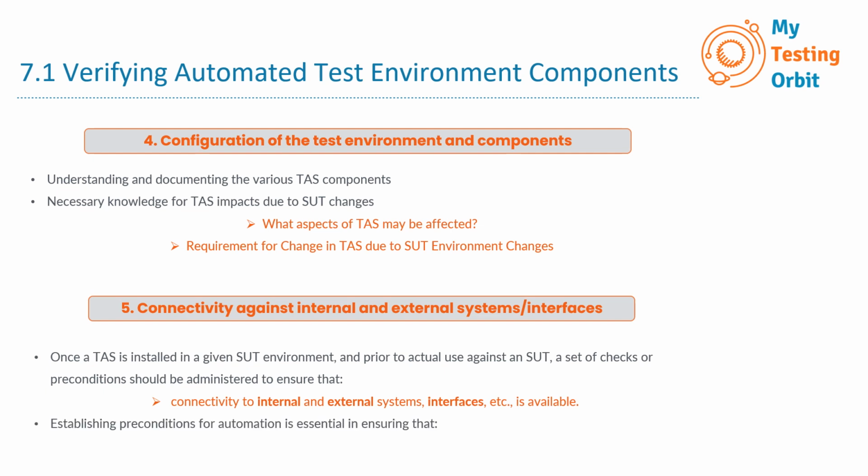Establishing preconditions for automation is essential in ensuring that the TAS has been installed and configured correctly. Okay, so making sure that these preconditions are met is really important, because it's like double checking that the test automation solution has been set up and configured correctly. If everything is in place beforehand, the test automation solution is more likely to perform its task without any issues. So these preconditions are like the foundation of a building. They need to be solid for everything else to work well.